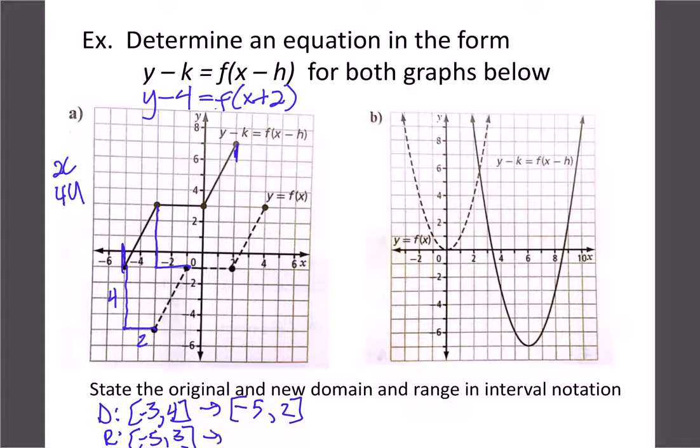And then our range, we went 4 up, so we should add 4 to each of them. So that means we're going -1 to 7. And again, we can see it starts at -1 and ends at 7. So it does work pretty well. Okay, let's do one more.